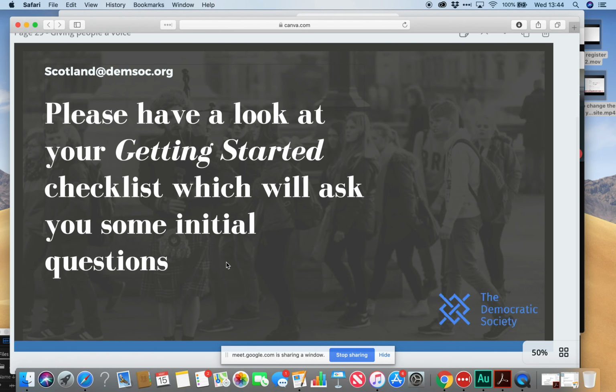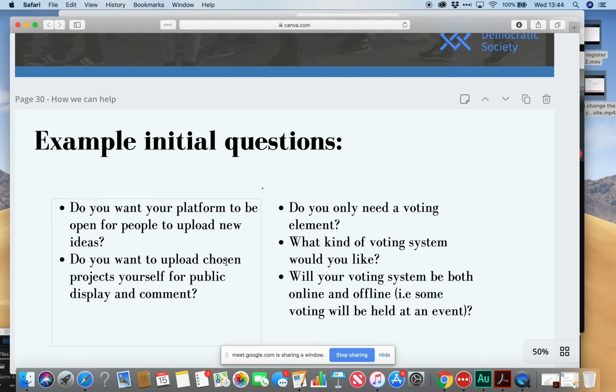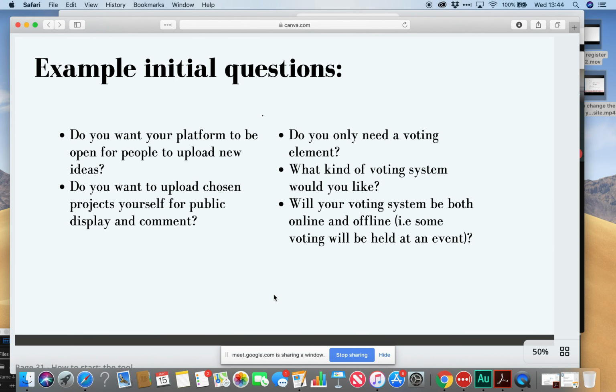If you could please have a look at your getting started checklist, which will ask you some initial questions. This is just to get you thinking a little bit about what you would like to do if you were to do a PB process. So here are some example questions, because I don't have the sheet handy. Do you want your platform to be open for people to upload new ideas? Do you want to upload chosen projects yourself for public display and comment? Do you only need a voting element? What kind of voting system would you like?